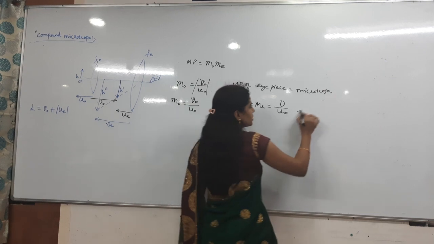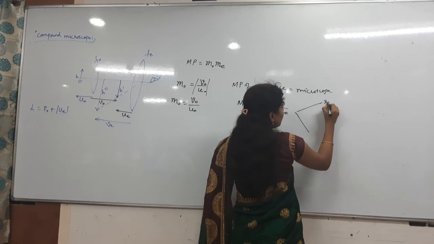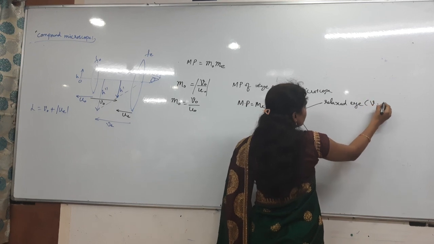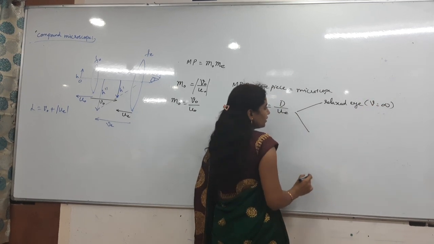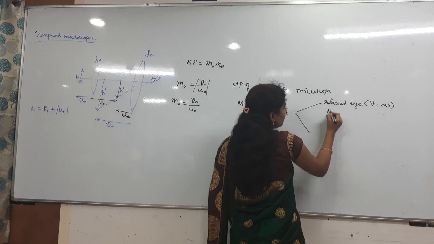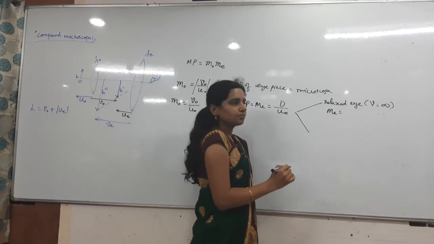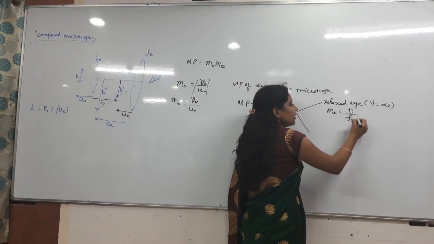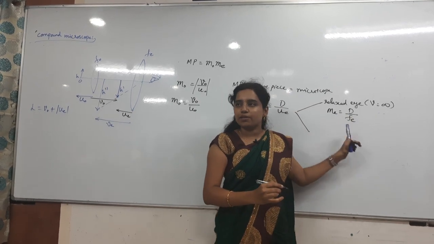Two cases will be there. One is for the relaxed eye, where the image will be formed at infinity. Then the magnifying power ME is equal to D by F, F of which one? Of the eyepiece. So only D by FE.